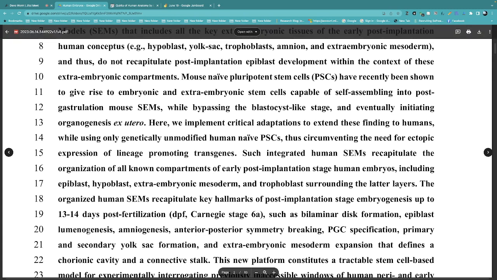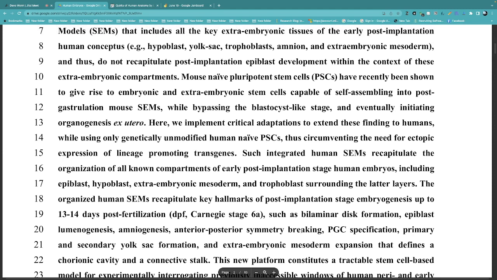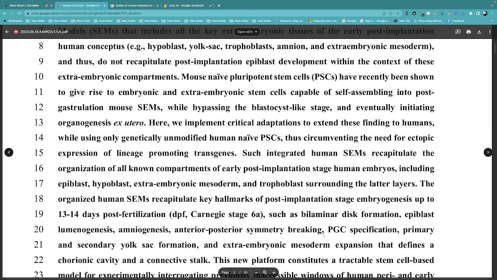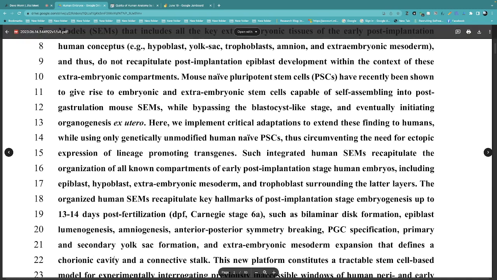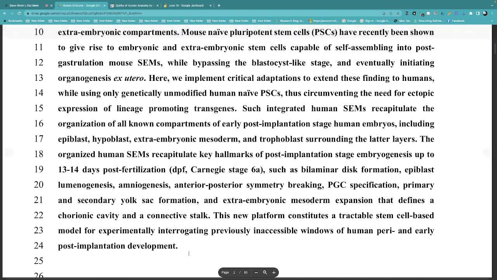So these are different, like amniogenesis, which is the genesis of an amniotic sac, bilaminar disc formation, anterior-posterior symmetry breaking. So this is where you get differences between the front and the back end of the embryo, primary and secondary yolk sac formation, and extraembryonic mesoderm expansion that defines a cavity and a connective stalk, a chorionic cavity. So these are all things that you see in embryos post-implantation.